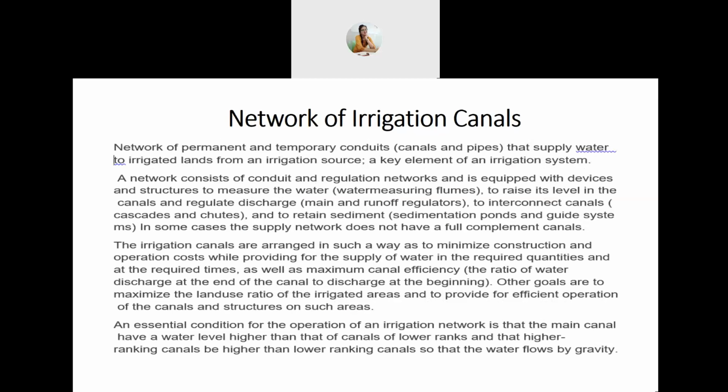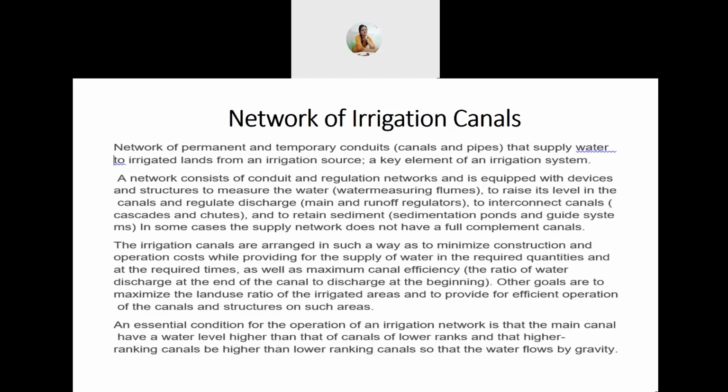The next topic is network of irrigation canals. It is a network of permanent and temporary conduits, which means canals and pipes, that supply water to irrigated lands from an irrigation source, a key element of an irrigation system. A network consists of conduit and regulation networks and is equipped with devices and structures to measure the water, to raise its level in the canals and regulate discharge, to interconnect canals and to retain sediment.